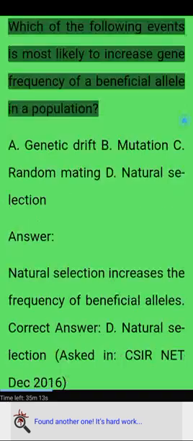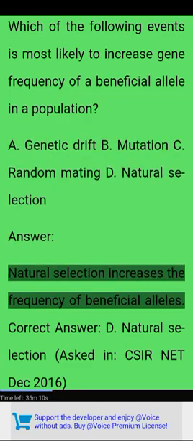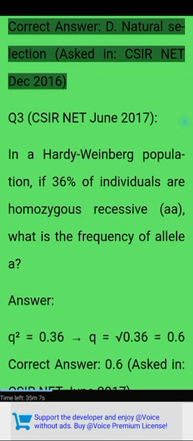Q2, CSIR NET December 2016. Which of the following events is most likely to increase gene frequency of a beneficial allele in a population? A, genetic drift. B, mutation. C, random mating. D, natural selection. Answer. Natural selection increases the frequency of beneficial alleles. Correct answer: D, natural selection. Asked in CSIR NET December 2016.